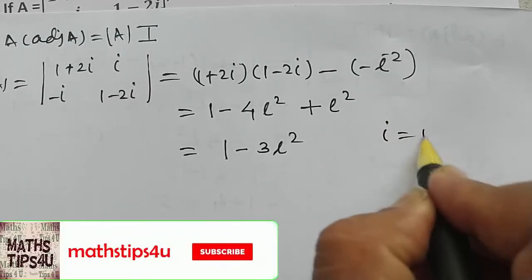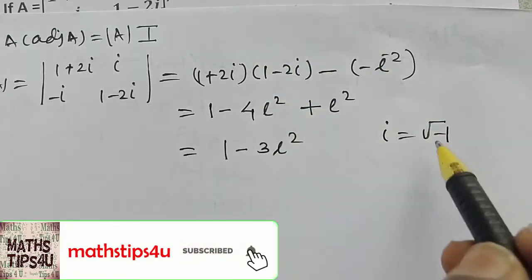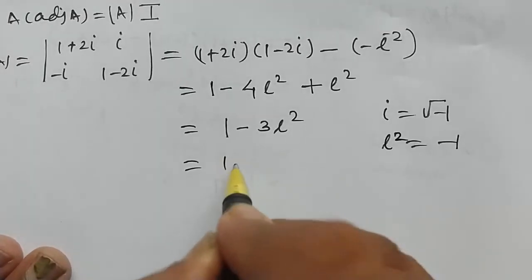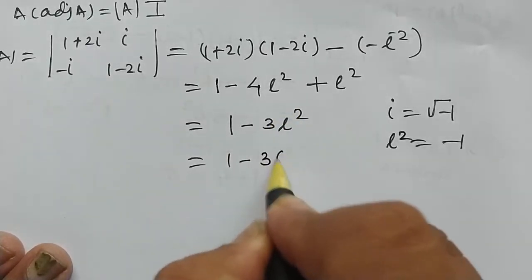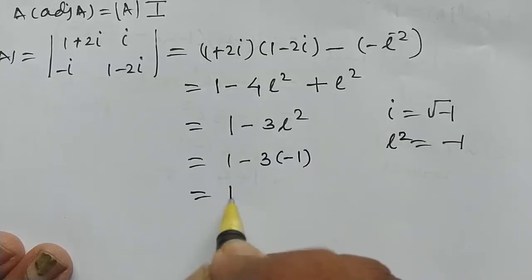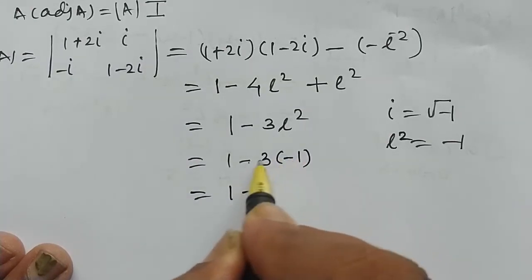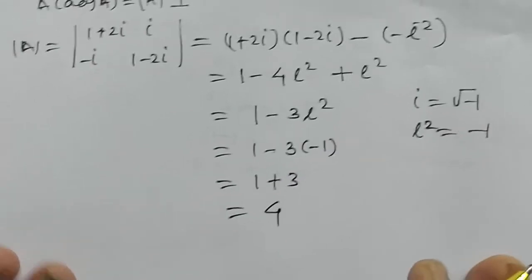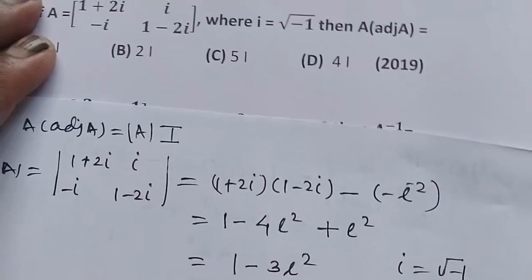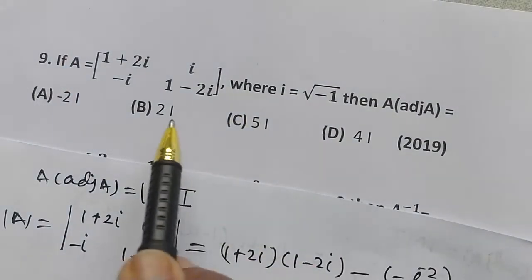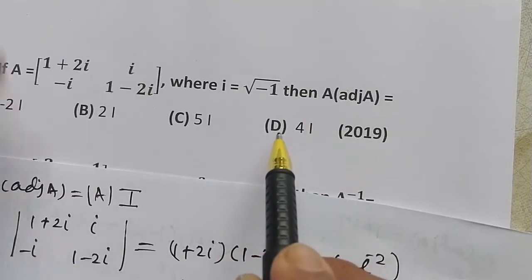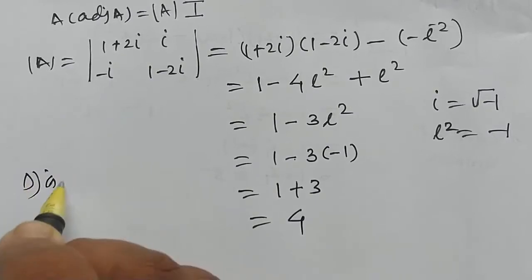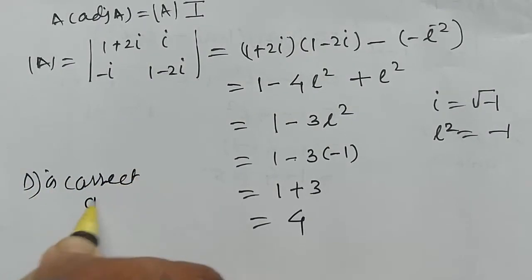Now i is equal to under root of minus 1, it is given, it is imaginary unit, so i square is equal to minus 1. So it is equal to 1 minus 3 into minus 1, so it is 1 plus 3, so it is equal to 4. The answer is 4. Therefore 4 into I. The correct answer is D. Therefore, D is the correct answer.